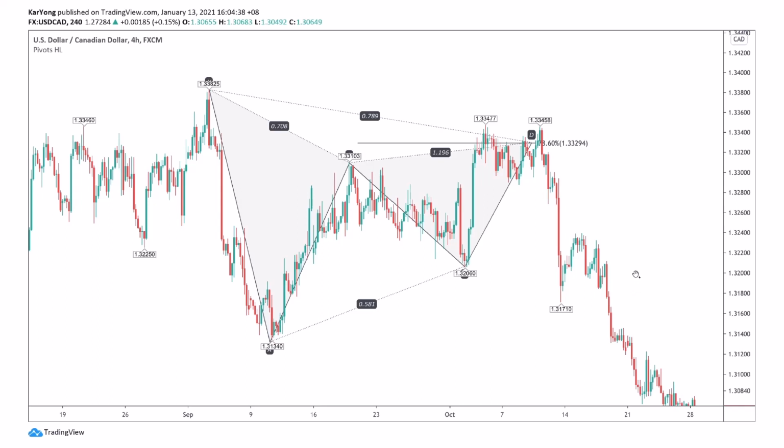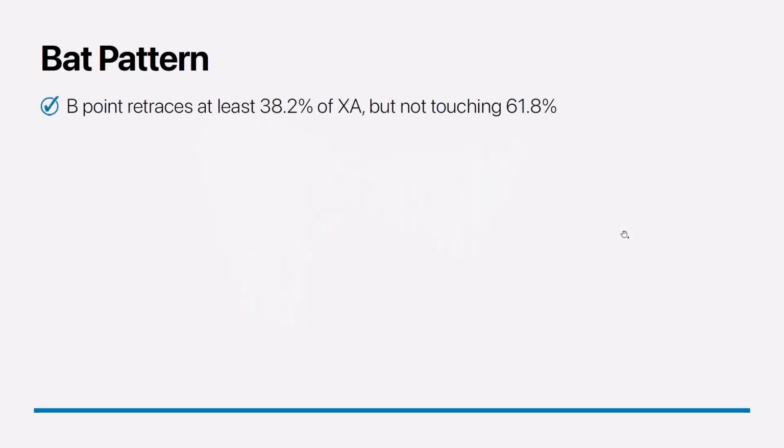In a while we'll jump into the markets and scan through and share with you the whole application process. We'll go through bat pattern here as well. For the bat pattern, the first two steps are the same: identify a range bound, look out for M and W. The only thing different over here is the specific conditions and the criteria.